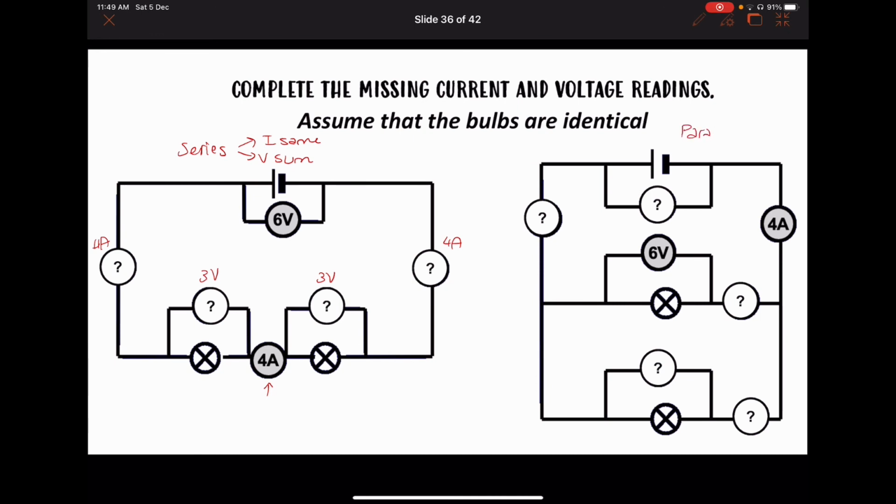While for parallel, I know two rules. I know that I is the sum and V is the same. So if my bulb is taking 6 volts, it means that the voltage of the battery is also 6 volts, and the other bulb will also get 6 volts. That's because V is the same. But what about the current? The current is the sum. So if we have 4 amps flowing through the main branch, then 2 amps will flow through the first one, 2 amps will flow through the second one, and at some point they will add up and return back to the battery as 4 amps. And that's it.